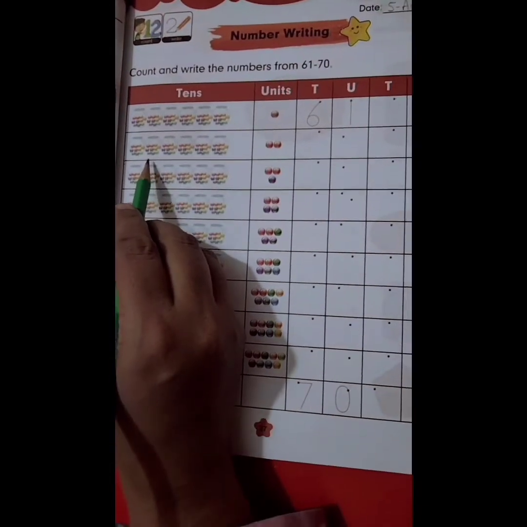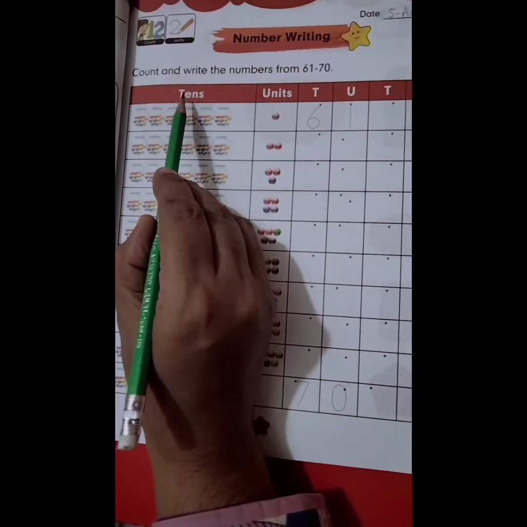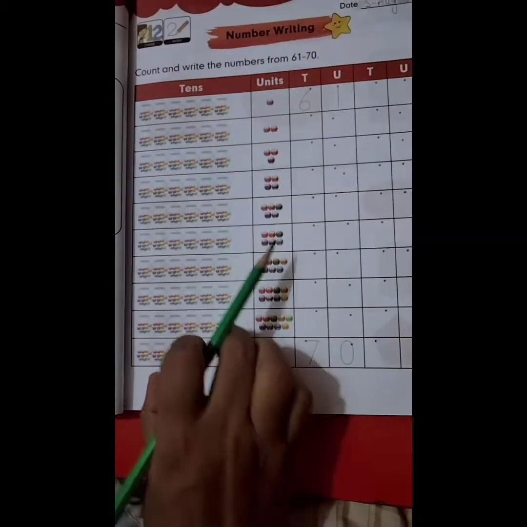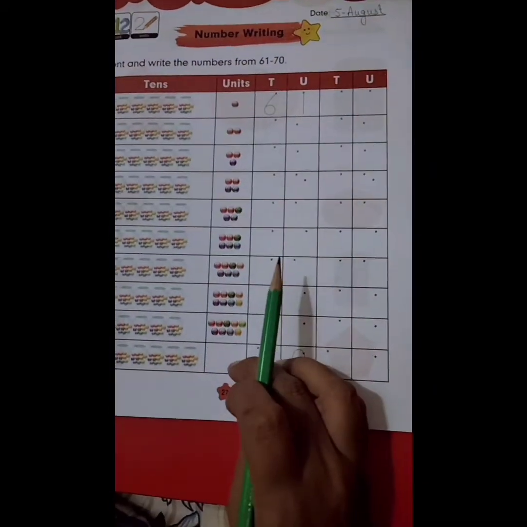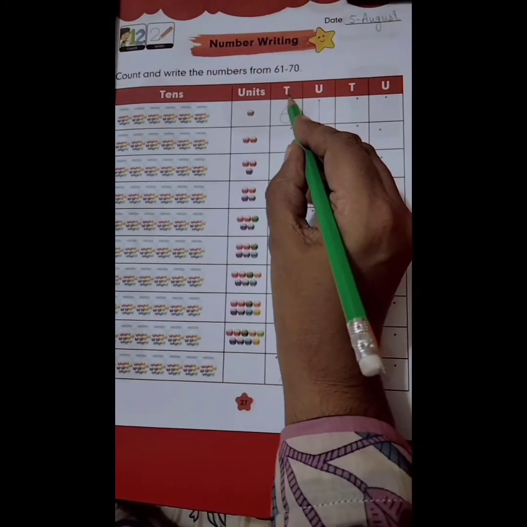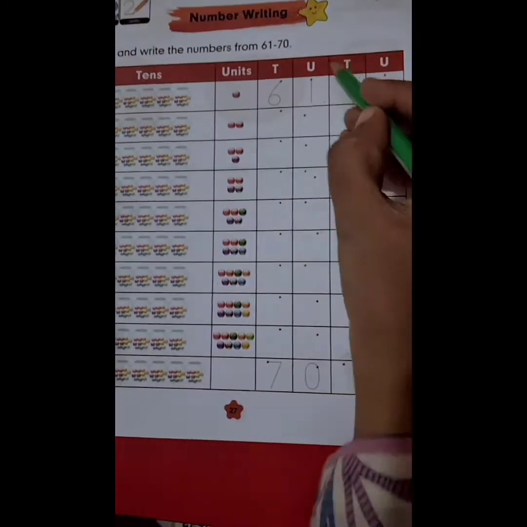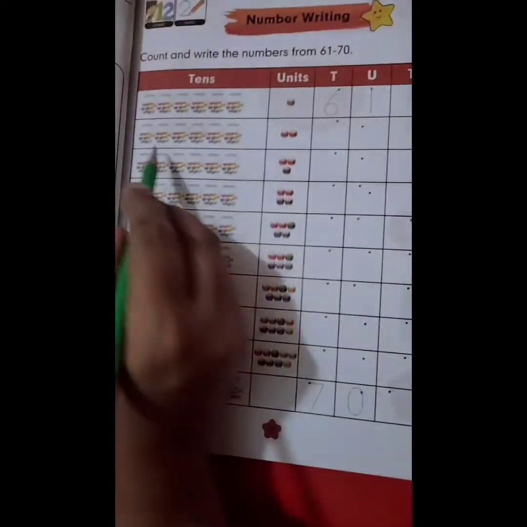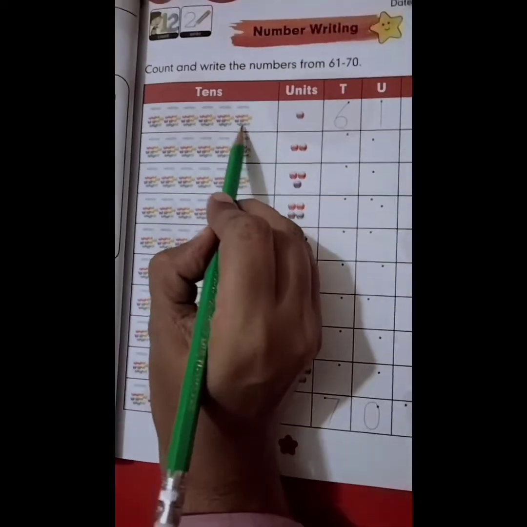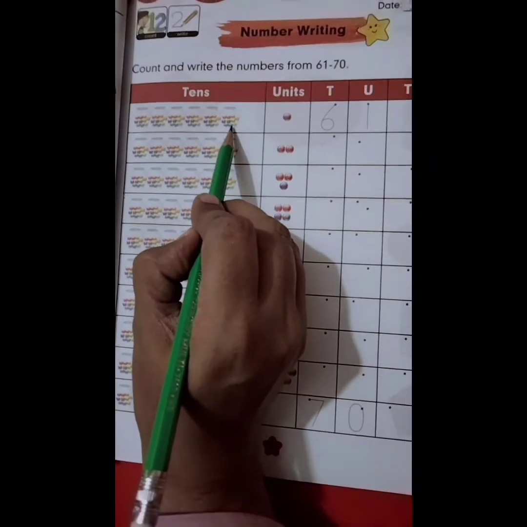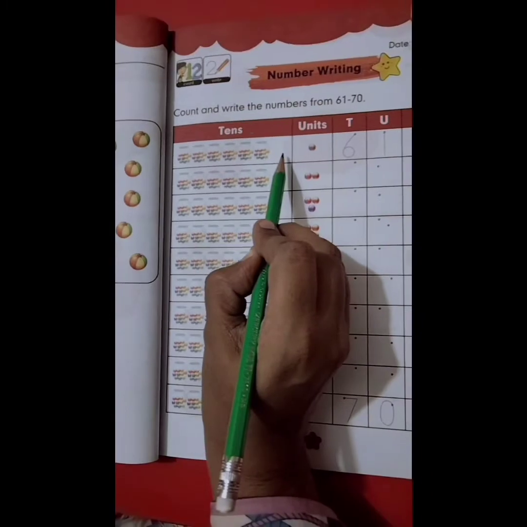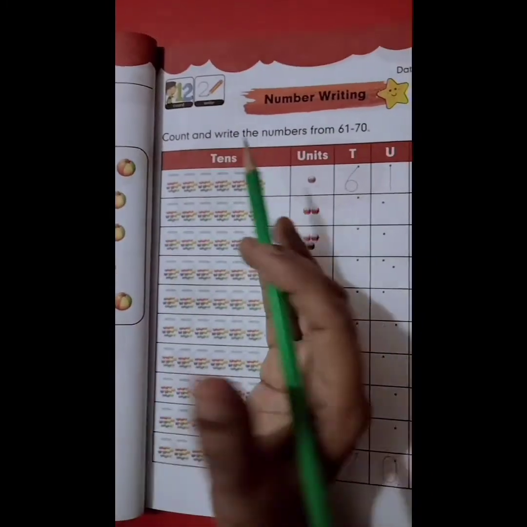First we have to understand that it's a tens column, and it's a unit column. T means tens, U means units. Okay, now start work. Each jar has 10 candies, or a marble or balls.